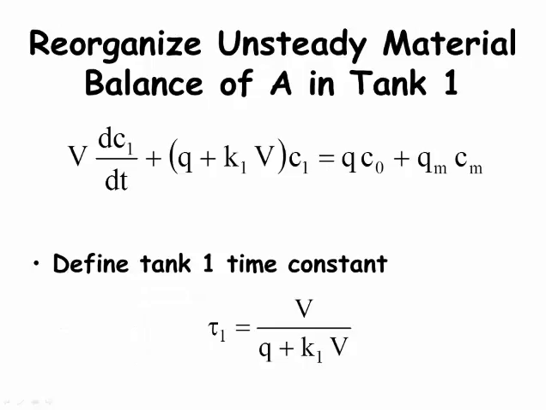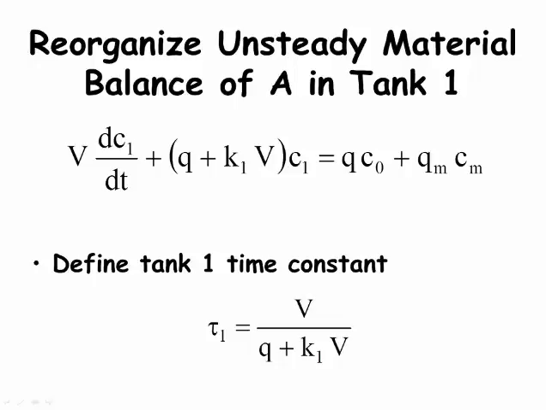Here is the reorganized tank 1 unsteady state reactant A material balance. We bring all the terms with C1 to the left side of the equation, and the other terms stay on the right side of the equation. We will divide both sides of the equation by Q plus K1 times V. Then we will define the time constant for tank 1 as tau 1 equal to V divided by Q plus K1 times V.